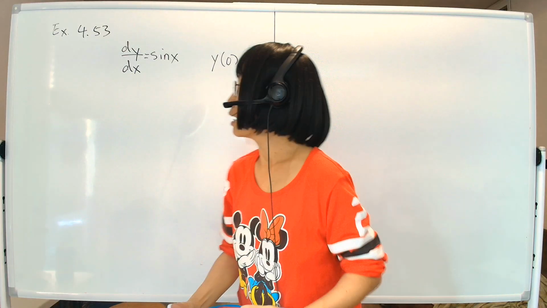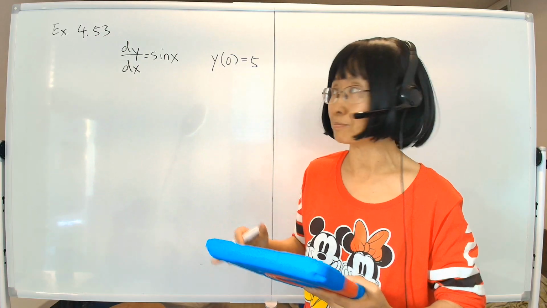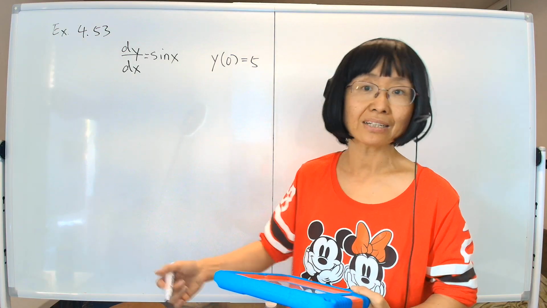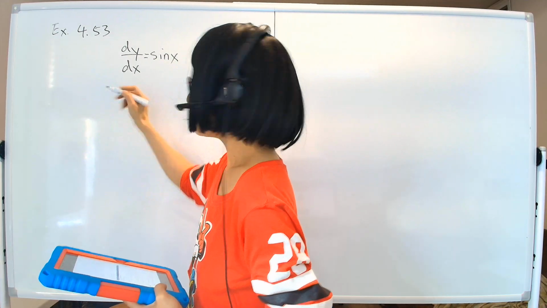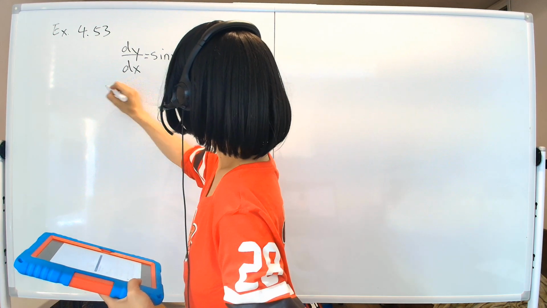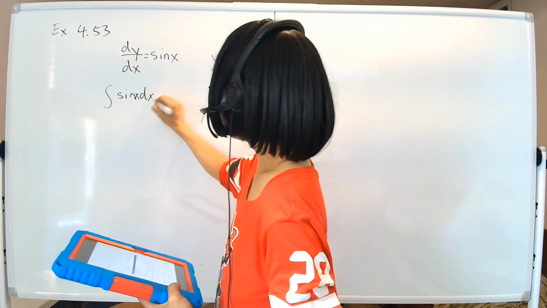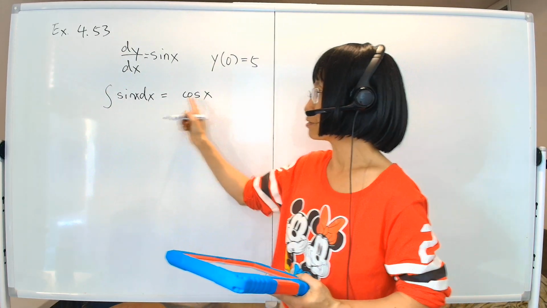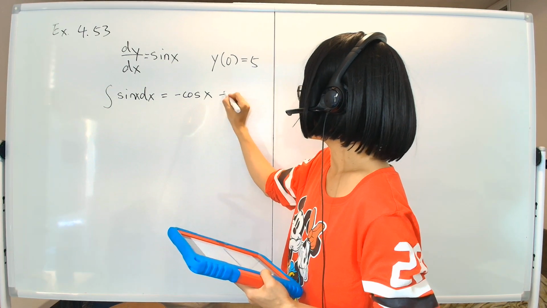And why does that matter? This condition here determines what that c is going to be. In other words, they don't want you to just tell them add some constant. They want to know exactly what constant it is that will fit this condition. So you integrate this thing. The integral of sine x dx equals some kind of cosine x, but pay attention, the derivative of cosine is minus sine, so you have to stick a negative sign there. And that's about it, plus some constant c.